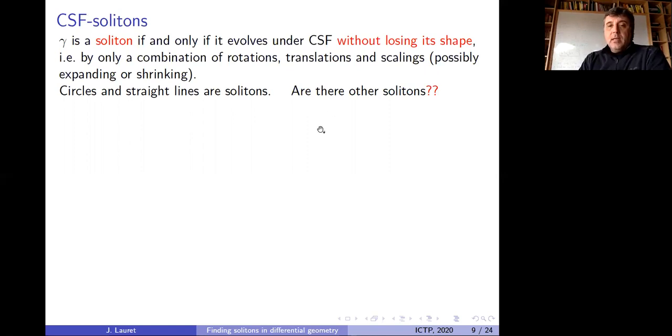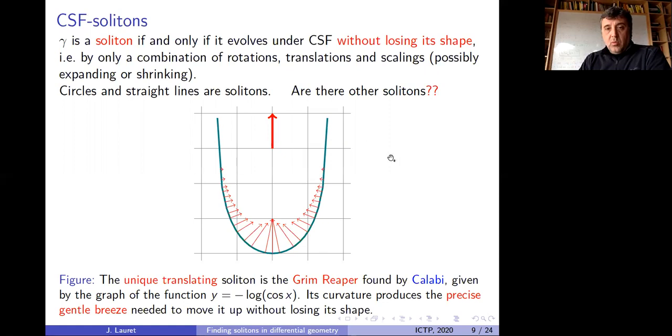Okay, and let me show you the first example. This example was found by Calabi. It's called the Grim Reaper, and it is the unique translating soliton, the unique one. Okay, look at the formula. The equation is very simple. But okay, its curvature is like precisely the little wind you need at each point to move the whole thing without losing its shape. Okay, this is beautiful.